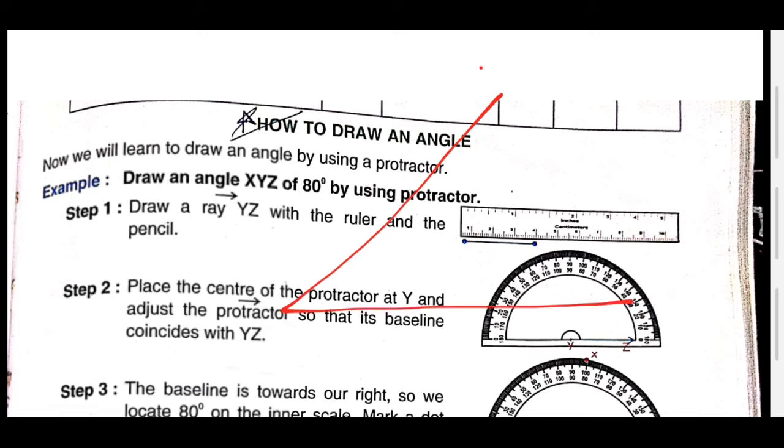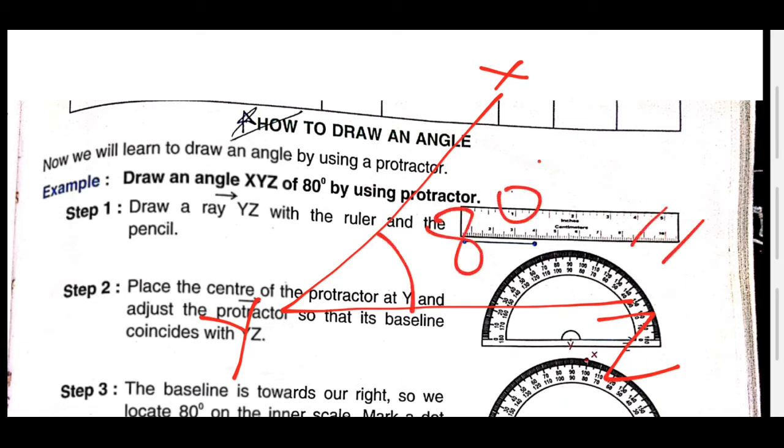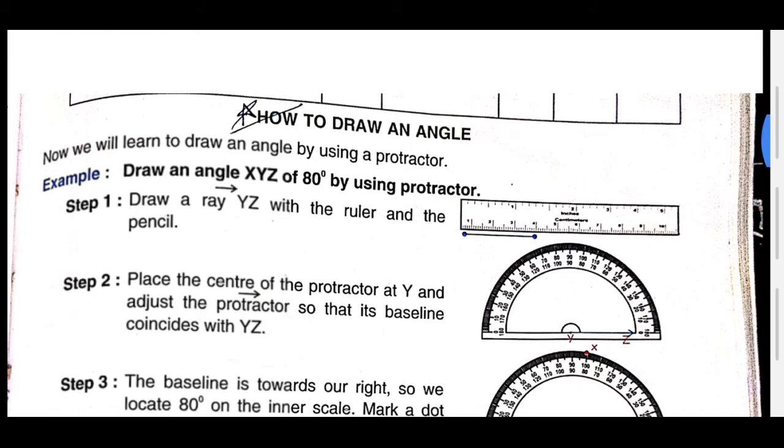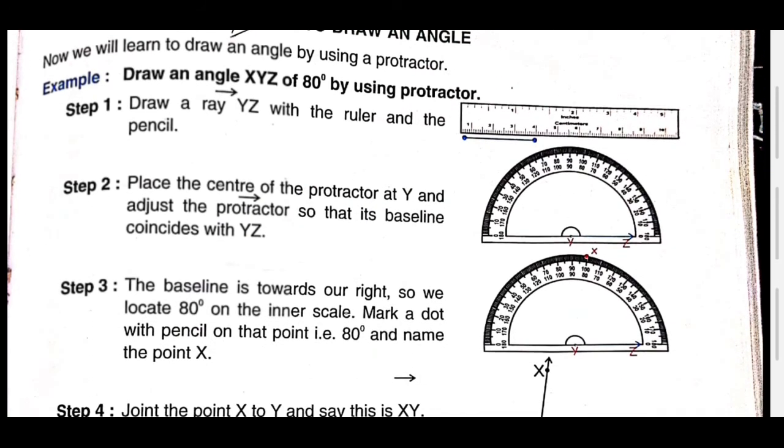I am drawing a figure here. It is X, it is Y, it is Z, and the measure is 80 degrees. It means you have to draw an angle like that with the help of a protractor and scale. So what is your first step? Draw a ray YZ with the ruler and pencil. First you draw a ray, and the name of that line is YZ, with the help of a scale or ruler.